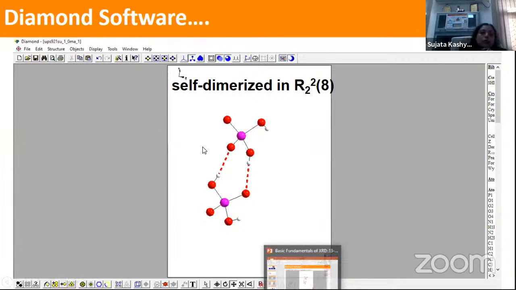So the dihydrogen phosphate self-dimerizes in this way. This is the way to write the dimer in supramolecular chemistry. This forms a ring, therefore R is used. Number of donor atoms: 1 and 2, so 2. Number of acceptor atoms: 1 and 2, so 2. And the total number of atoms involved in forming the ring: 1, 2, 3, 4, 5, 6, 7, and 8. So there is the ring, the number of donor atoms, the number of acceptor atoms, and the total number of atoms involved in forming that ring. This is how we write it in supramolecular chemistry.